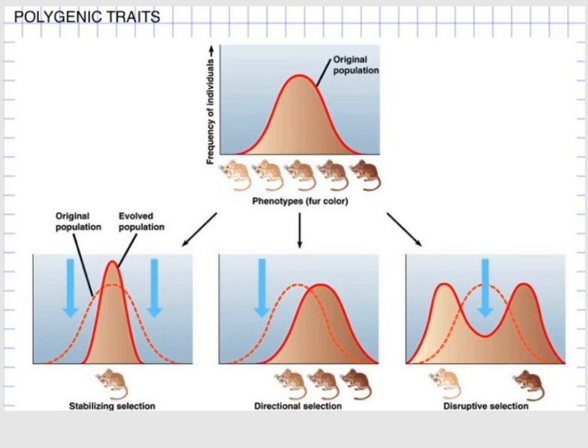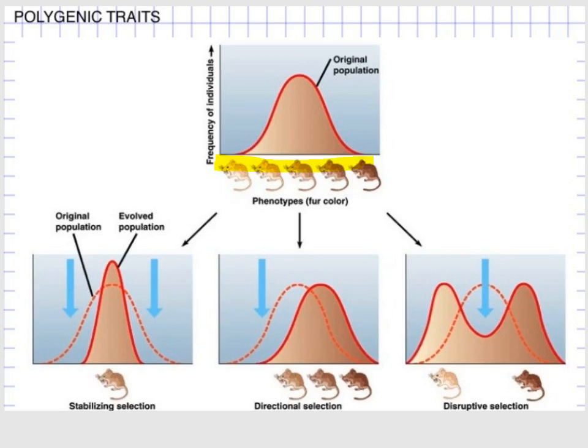Polygenic traits result in multiple phenotypes. And we talked about examples in class, things like skin color in humans, height in humans. Those are things that are determined by multiple genes. And by the time you figure out all the effects of all the multiple genes, you have this wide range of phenotypes. So this particular example is using coat color in mice.